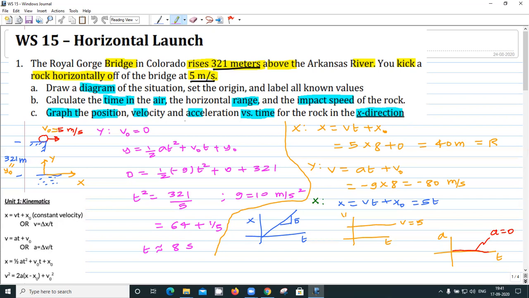Right. So wouldn't your acceleration just be 0 in the x direction? Yeah, that's what I drew here. Okay, sorry, I got confused. So now everything is clear.